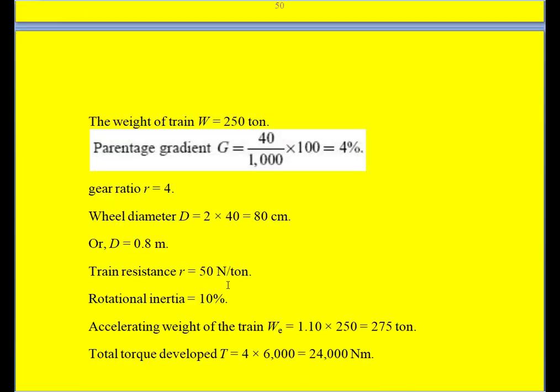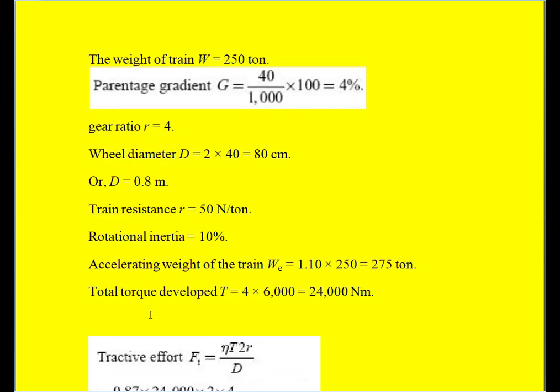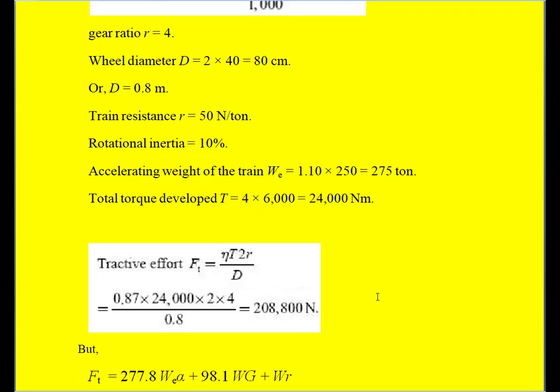Then train resistance is already given as 50 newtons per ton. Then rotational inertia is given as 10%. Then the accelerating weight of the train, taking this rotational inertia, we can write as 1.1 into 250, so we get 275 tons. Then we know the torque developed by each motor as 6000 Newton meters. So we can calculate the total torque developed by the 4 motors, capital T is equal to 4 into 6000, which is 24,000 Newton meters.